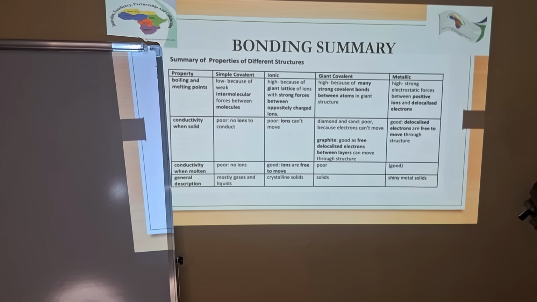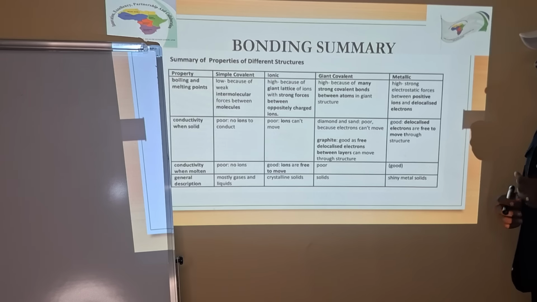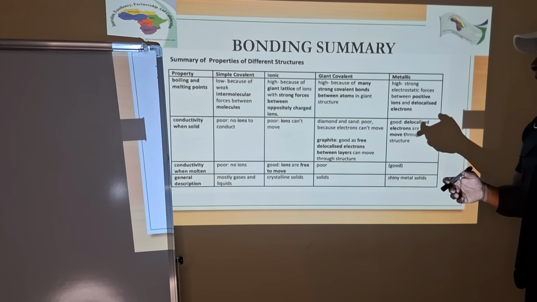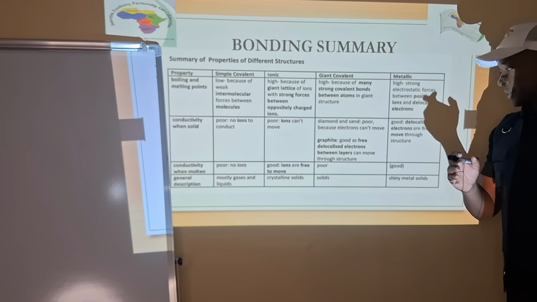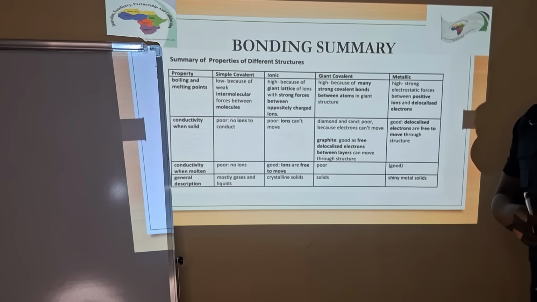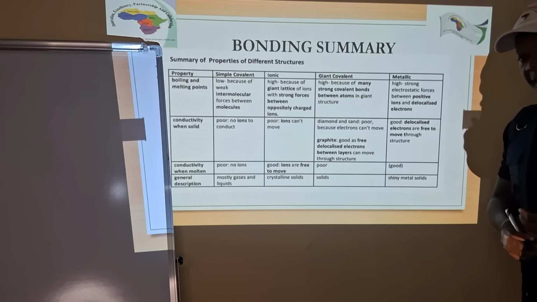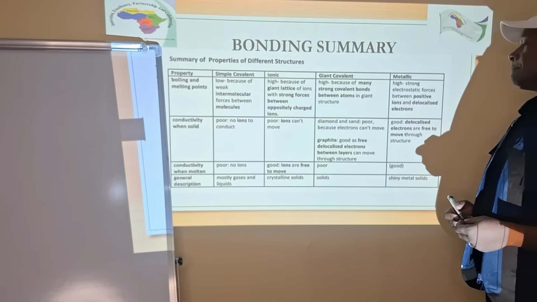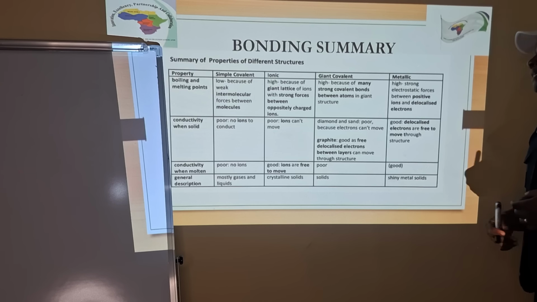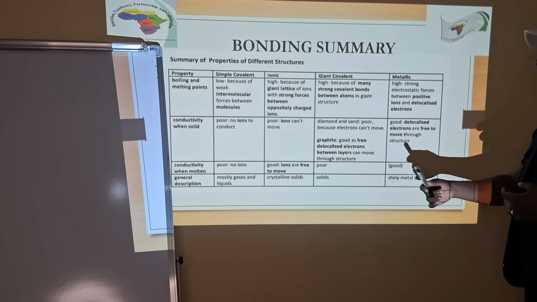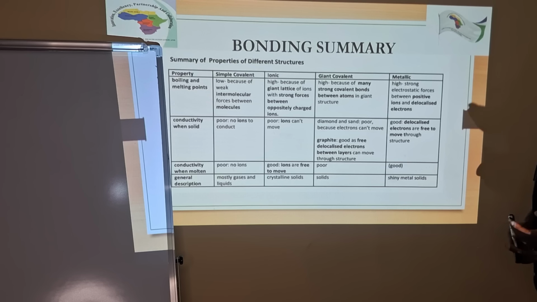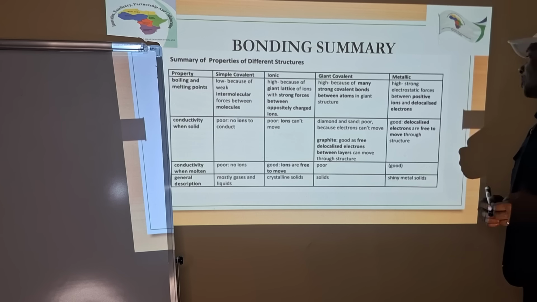However, we've got exceptions. For example, graphite, which is a good conductor of electricity. Why? Because it has free delocalized electrons in its lattice structure, which can move in an applied potential difference, thereby becoming a good conductor of electricity. Conductivity when molten is generally poor, and giant covalent structures are mostly solids, exemplified by diamond and sand.